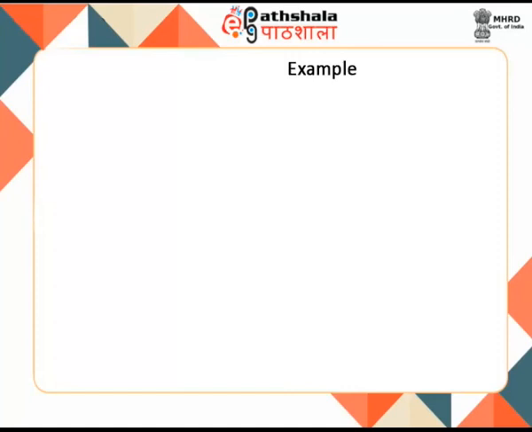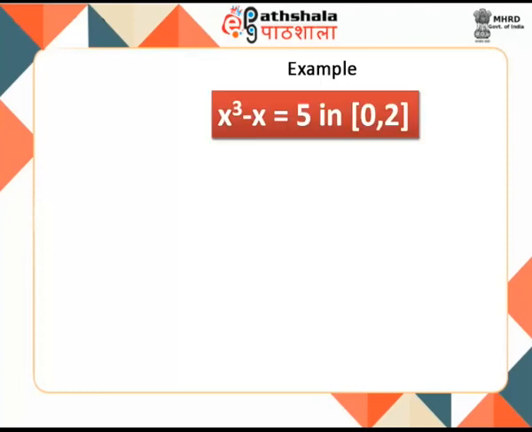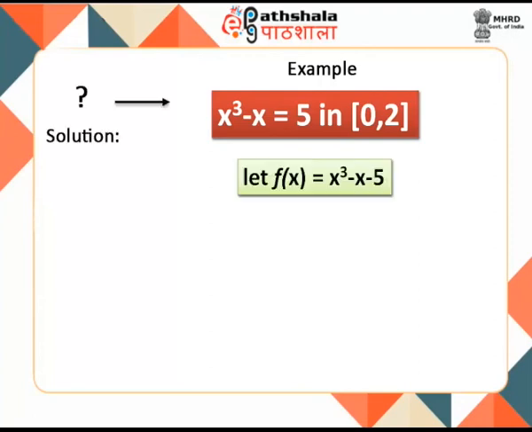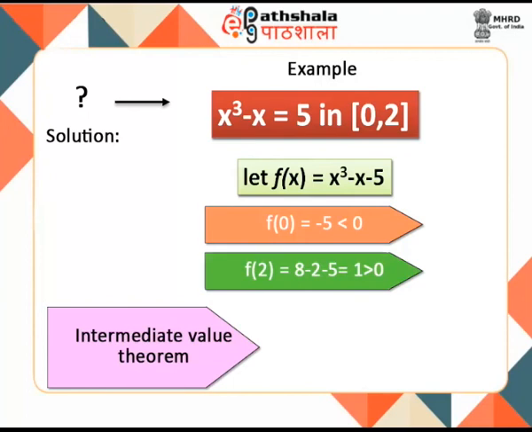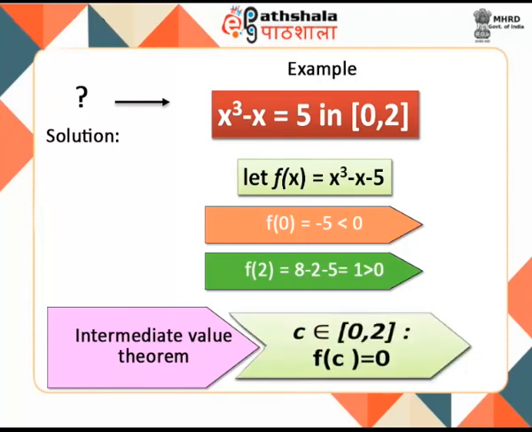Example: show that the following equation has at least one root in the given interval: x cube minus x is equal to 5 in (0, 2). Solution: let f(x) is equal to x cube minus x minus 5. Then f(0) is equal to minus 5, which is less than 0, and f(2) is equal to 8 minus 2 minus 5 is equal to 1, which is greater than 0. Hence, by intermediate value theorem, there exists a number c belonging to (0, 2) such that f(c) is equal to 0.